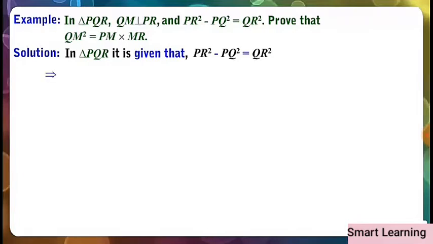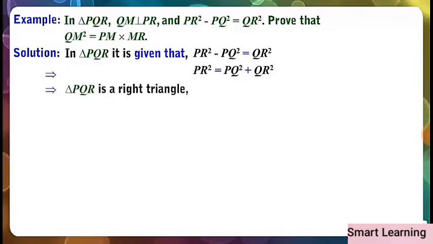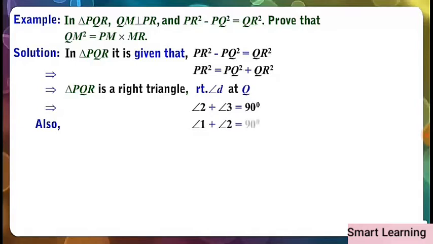This implies, taking PQ square to the other side, PR square is equal to PQ square plus QR square. This implies, by converse of Pythagoras theorem, triangle PQR is a right-angled triangle right-angled at point Q. This implies angle 2 plus 3 is equal to 90 degrees. Also, angle 1 plus 2 is equal to 90 degrees because angle PMQ is equal to 90 degrees.